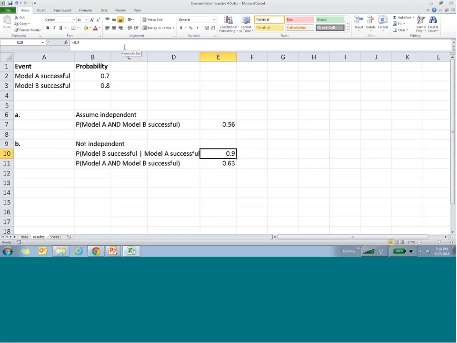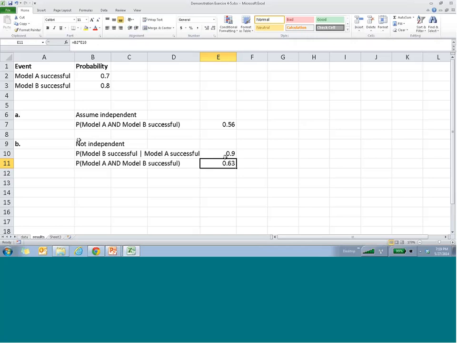Assuming that, it's estimated that if model A is successful, then the probability that model B is successful increases to 90%. That's where that 90% came from. So this is new information that's been added to the problem. If A is successful, then now the probability that B is successful increases to 90%. If A was not successful, then you're back to just 80%. So now, what's the probability of A and B being successful? The probability of A being successful is 70%, but the probability of B being successful, given that A is successful, is 90%. So 90% of 0.7 is the likelihood that both are now successful.